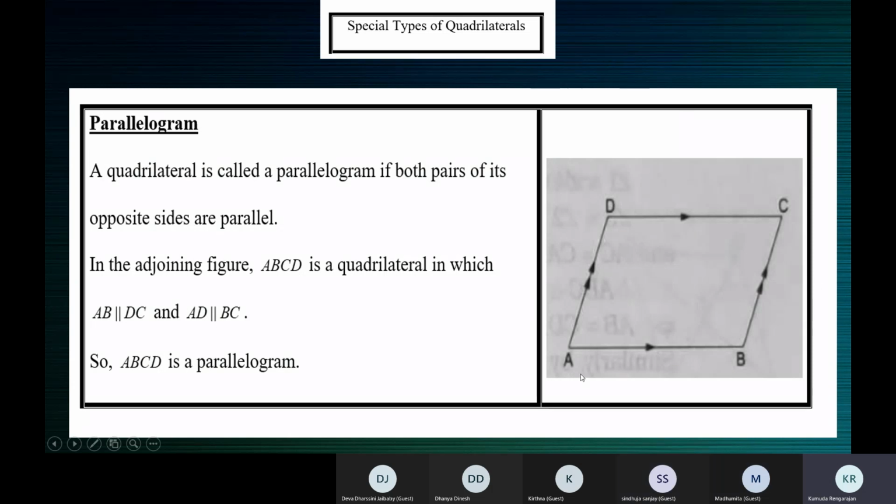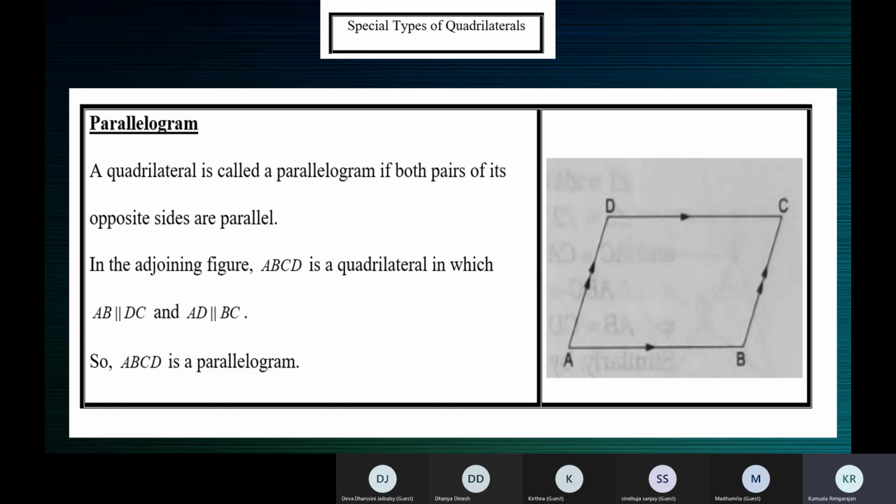So see here, adjacent angles. Angle A and angle B are adjacent angles. Angle B and angle C, adjacent angles. Angle C and angle D are adjacent angles. Angle D and angle A are adjacent angles. A and B form a pair of adjacent angles. B and C form a pair. C and D form a pair. D and A form a pair.